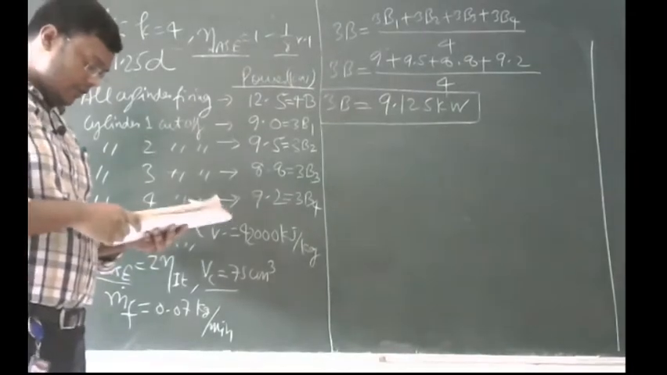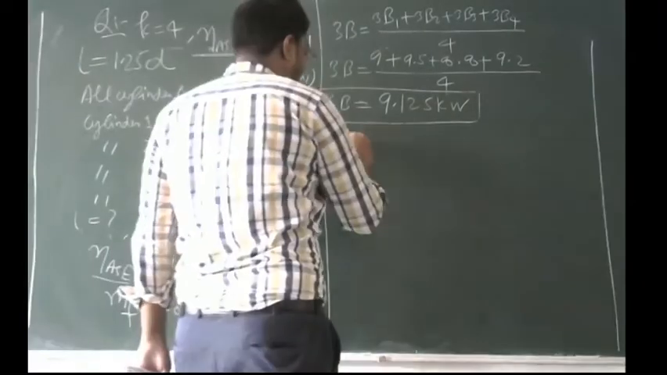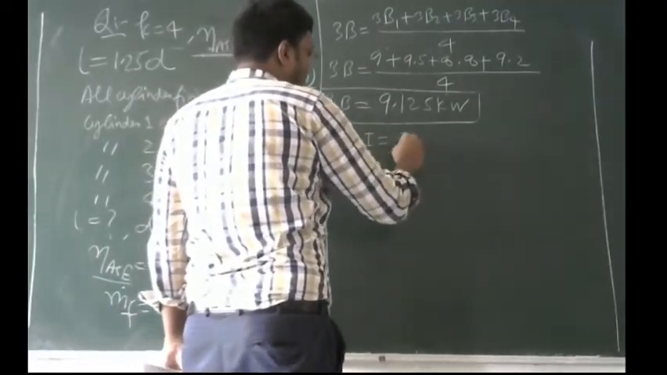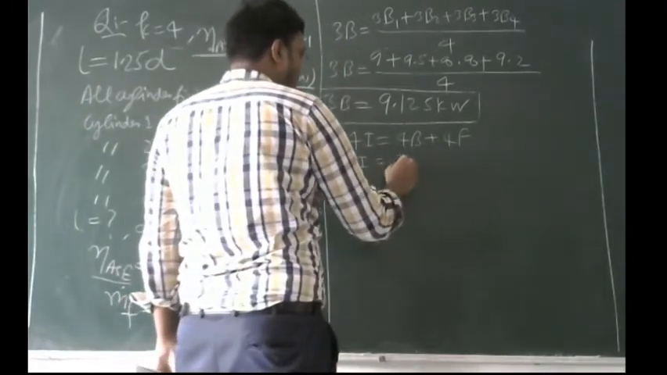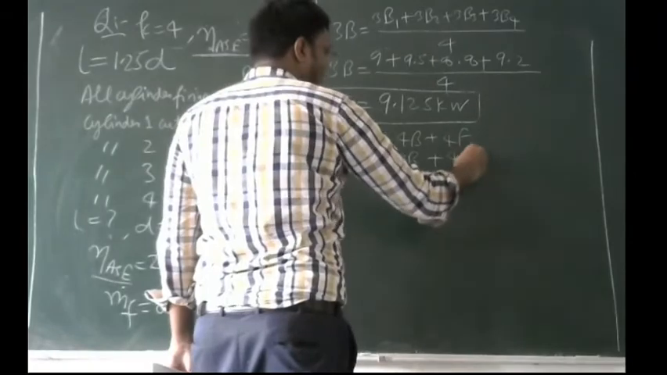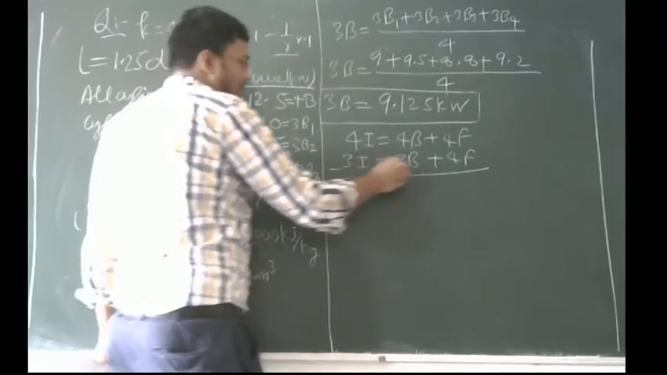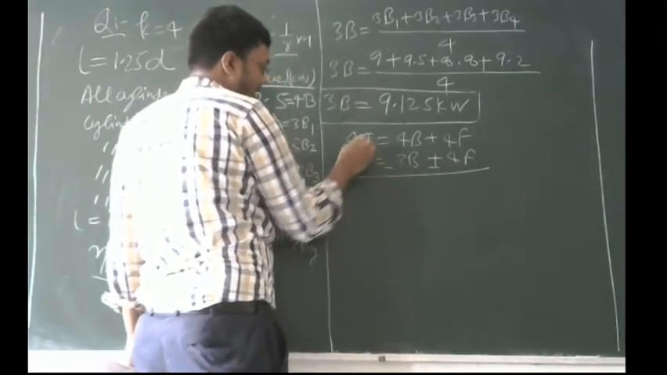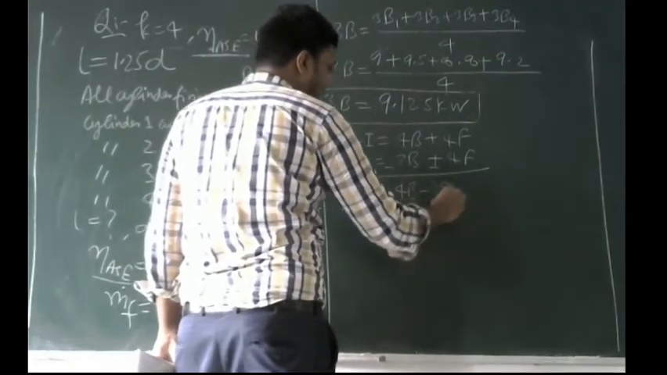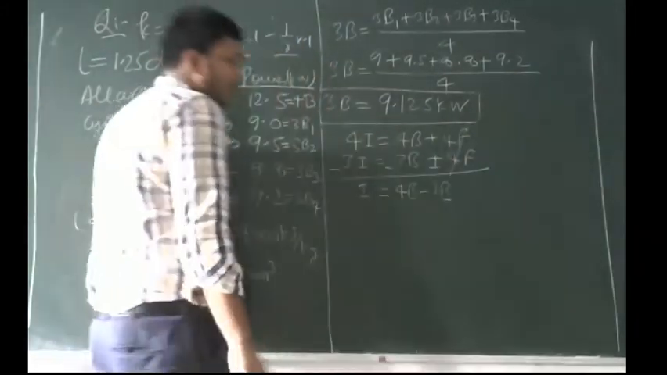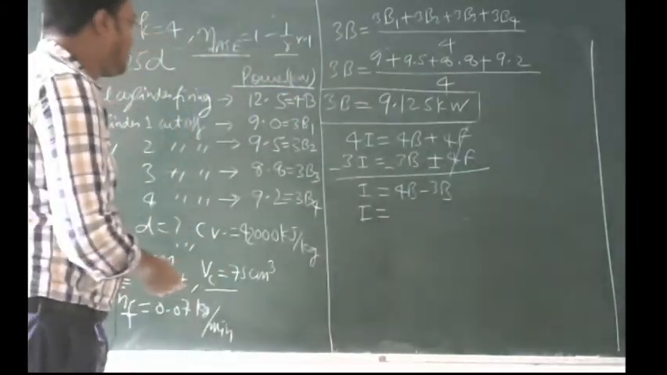Okay. Now we know the formula that we have discussed: 4i is equal to 4b plus 4f, and 3i is equal to 3b plus 4f. So subtract these equations. We get 4i minus 3i is equal to 4b minus 3b. Okay, this will cancel. And the value of 4b is given in the question as 12.5.